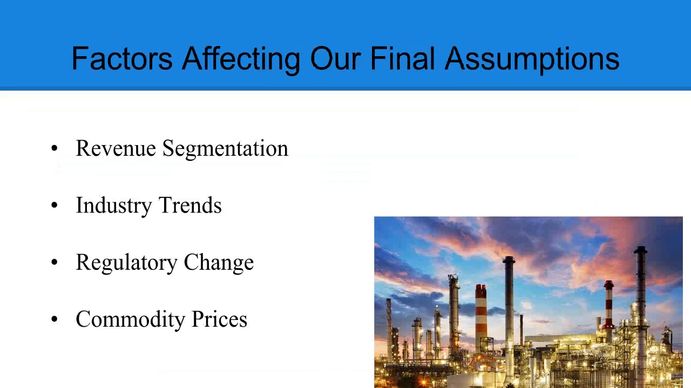There we go. And once we attained our as-is valuation, we moved right into looking at factors that affected our final assumptions. We felt that these were the 4 main factors that affected the story behind KBR's growth and projected decrease in profit margins, which we'll talk about later. The first is revenue segmentation.